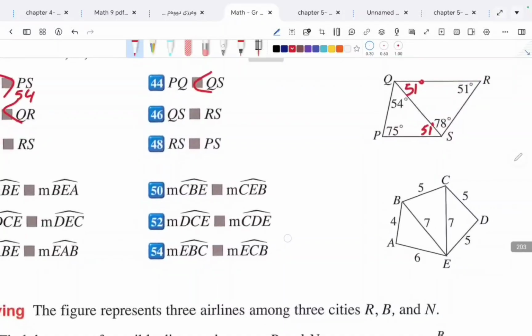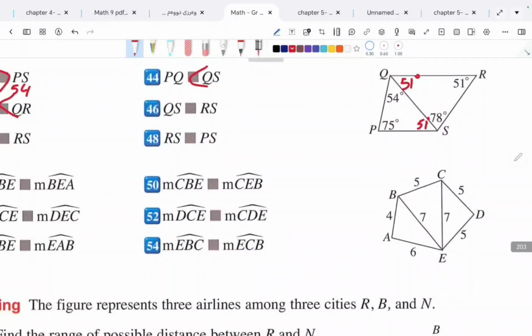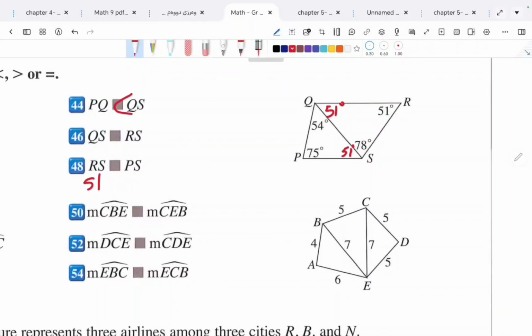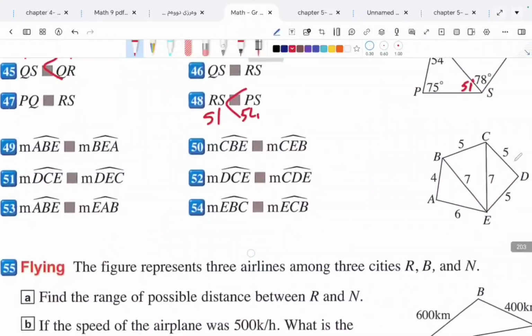Okay. Then we have, let's see, RS and PS. RS is opposite to 51, right? What about PS? Where is PS? It's opposite to 54. So which one is greater? Of course, 54. And the other questions are like this.